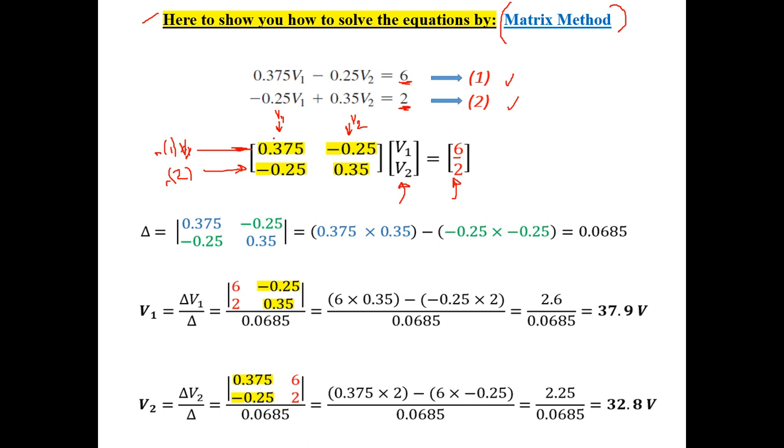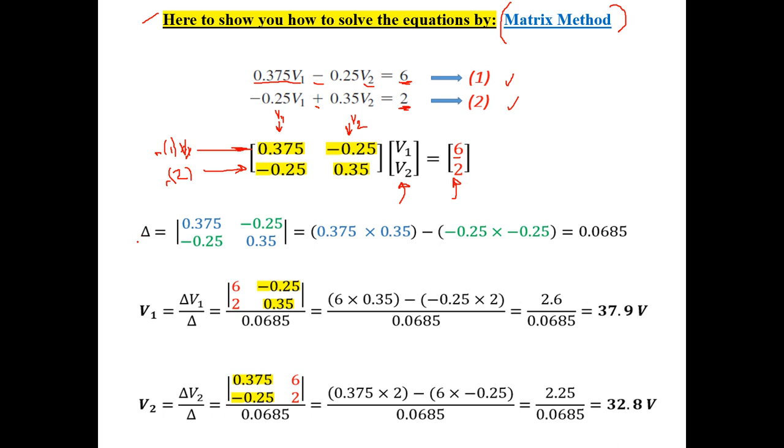So let's look now. This is equation number 1, and here is V1. So this corresponds to 0.375, which is from equation 1 and related to V1. And here is minus 0.25, and this column corresponds to V2. Again, go to equation number 2 here. So minus 0.25, which is related to V1, and 0.35 with positive, of course, that corresponds to V2. So these are our matrices 1, 2 and 3.